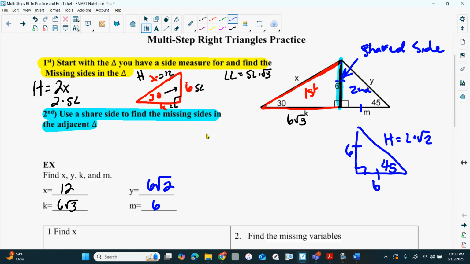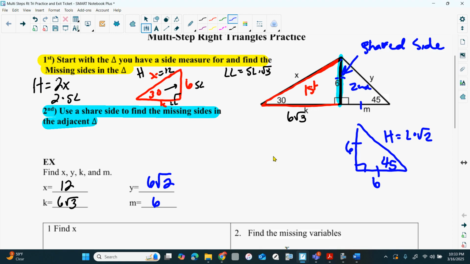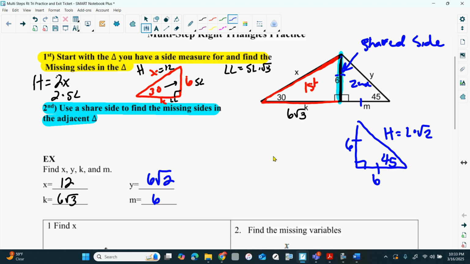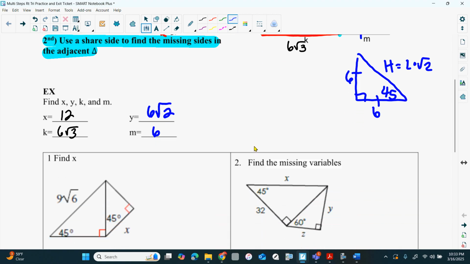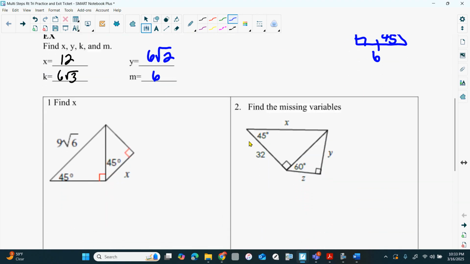Notice how I redrew these triangles. I separated them to help with the problem solving. But you always start with the given side, find all the sides in that triangle, and then use your shared side to find the remaining and missing sides in the adjacent triangle. So that's what we're going to practice down here.